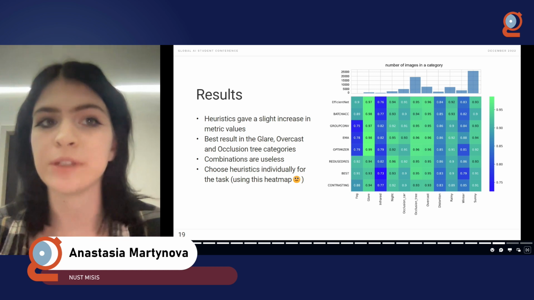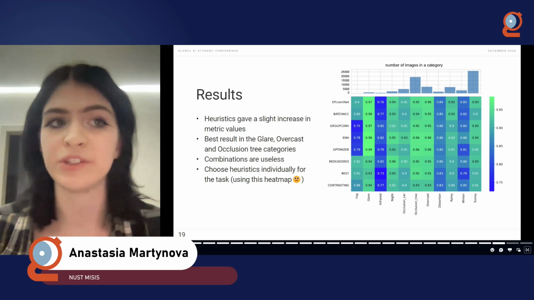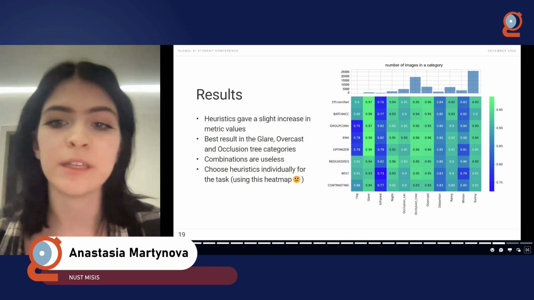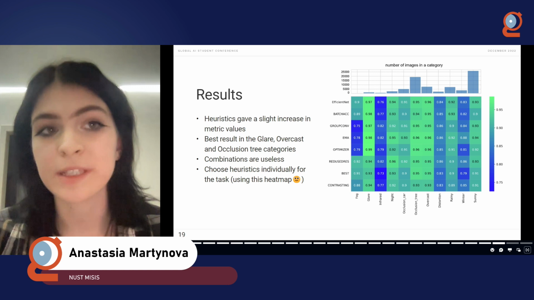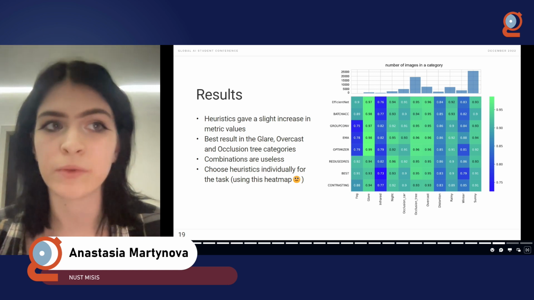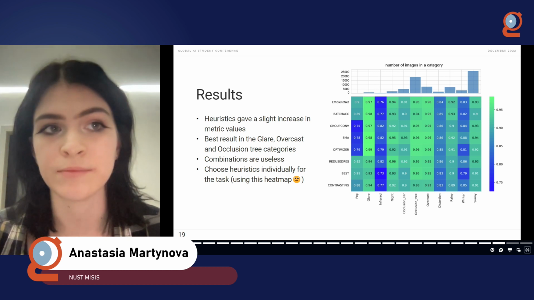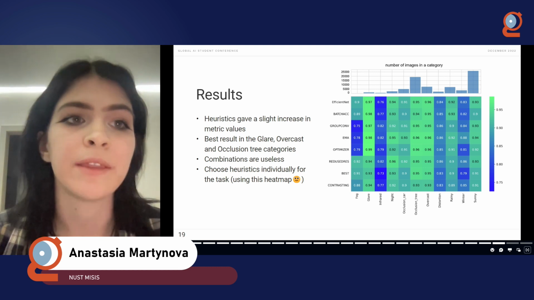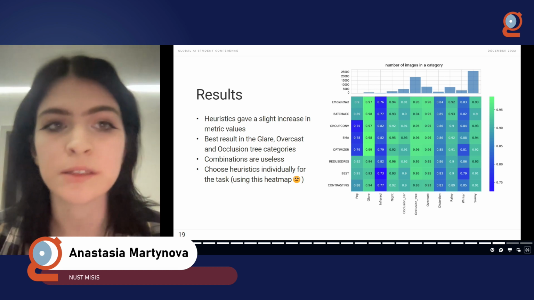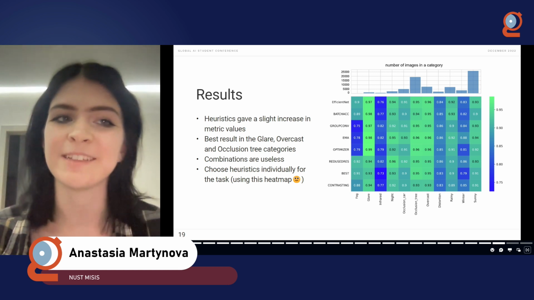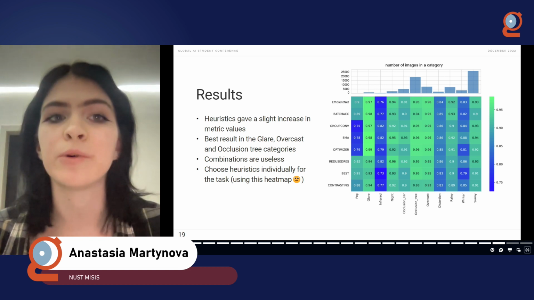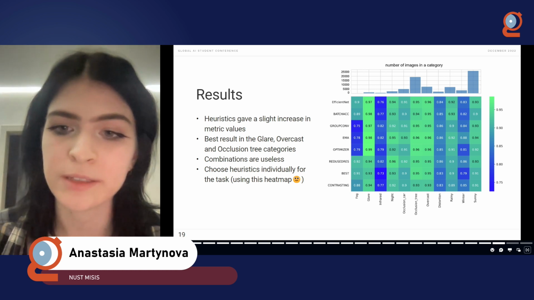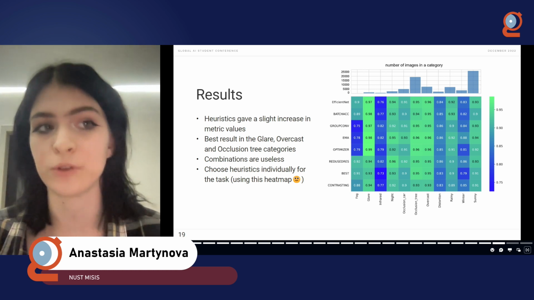We evaluated the effectiveness of our heuristics not just on the general validation sample, but for each category separately. As you can see from the histogram at the top of the slide, the largest number of images were in the occlusion tree and sunny categories. Let's examine their resultant heat map. In some cases, the use of heuristics gave a slight increase in metric values. In general, the models worked best in the glare, overcast, and occlusion tree categories, which was not obvious at first.